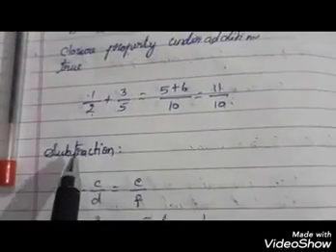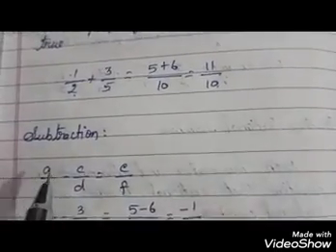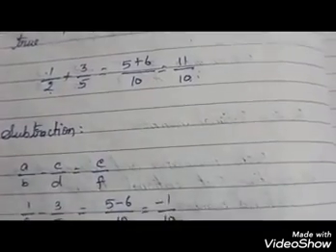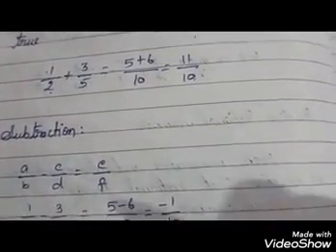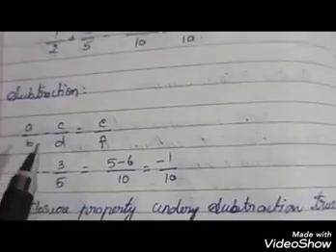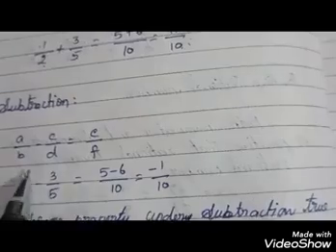Next we move on to subtraction. The meaning is that the subtraction of two rational numbers is always a rational number. How is it possible? Already I told you rational numbers contain both positive and negative rational numbers. If you subtract and get a negative value, that is a negative rational number. If you get a positive, that is a positive rational number. One example: 1 by 2 minus 3 by 5, you can cross multiply. 5 minus 6 divided by 10.